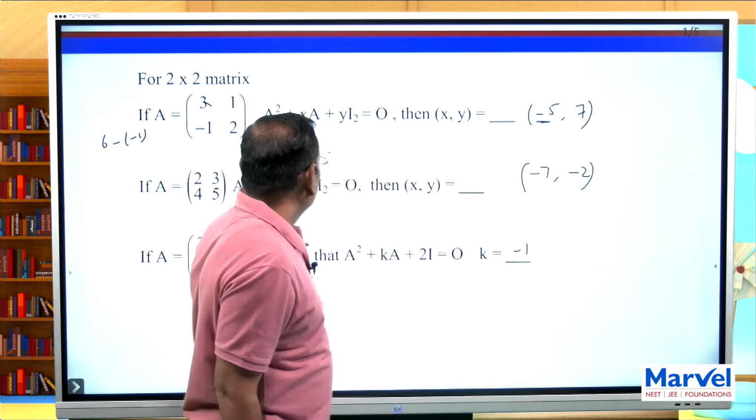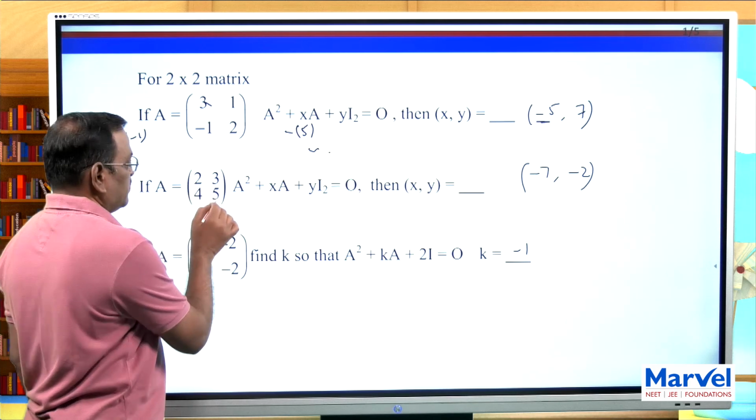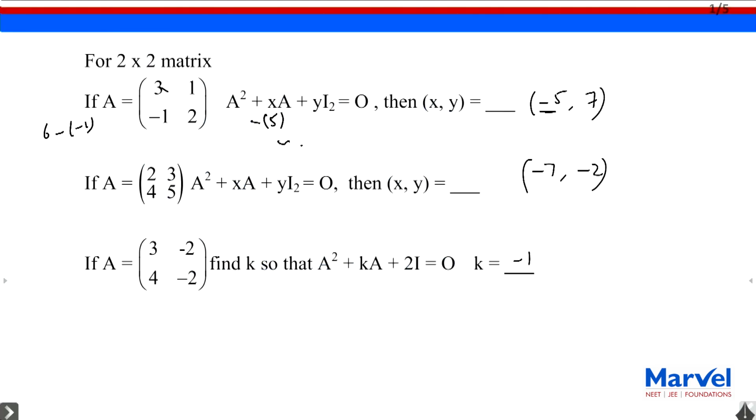Second one, what is the trace of A? 2 plus 5, 7, so minus 7, because as per the formula, A square minus trace of A into A plus determinant of A, 10 minus 12, minus 2I. That is the reason for that. Again A square by formula minus trace of A into A plus determinant of A, minus 6 plus 8, 2I. If you compare here, k equal to minus 1.